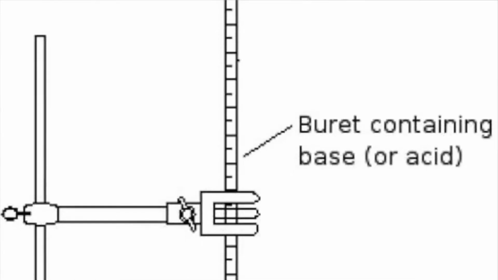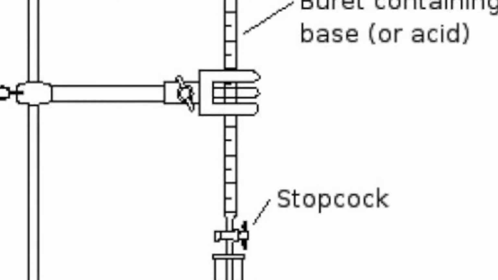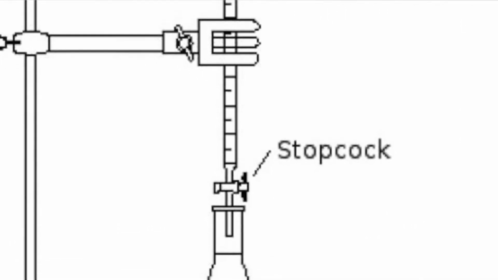Number 1. Pipette the solution, preferably 25 centimeters cubed, of the substance you want to find the concentration of into a conical flask, and add a few drops of phenolphthalein. It helps to put it on a white tile so you can see more easily when it finally changes colour.